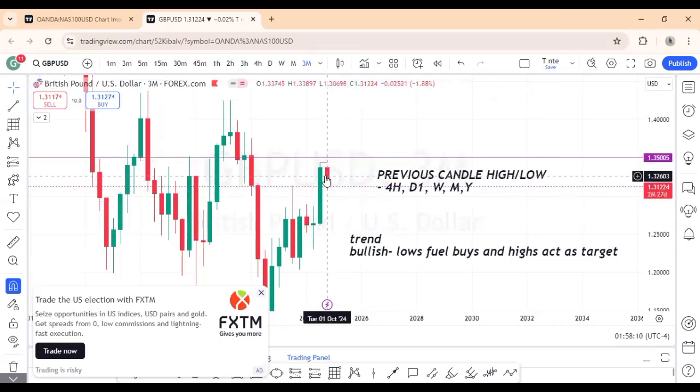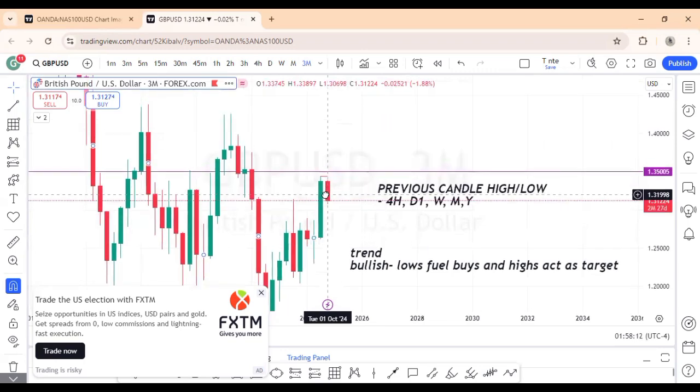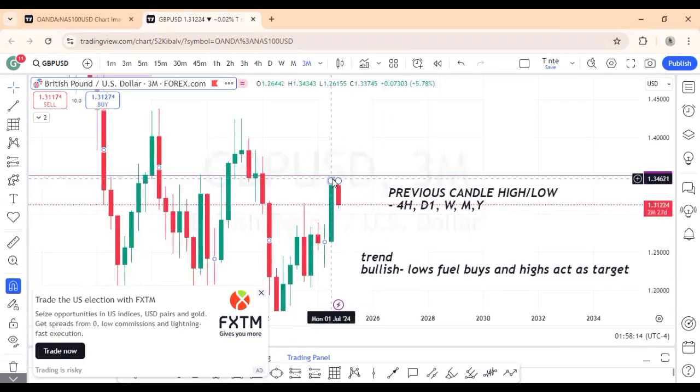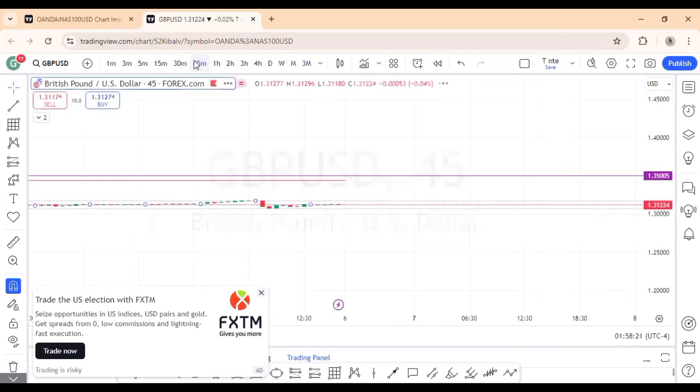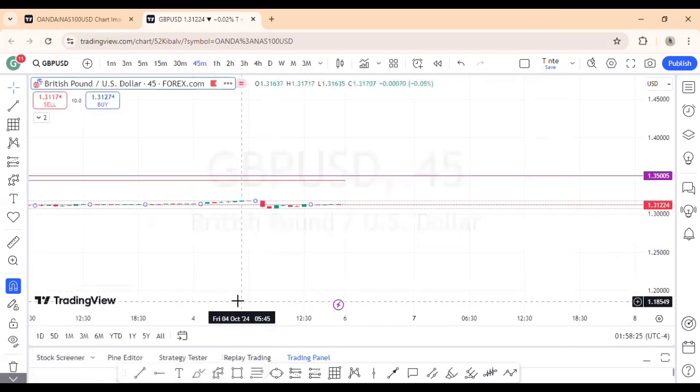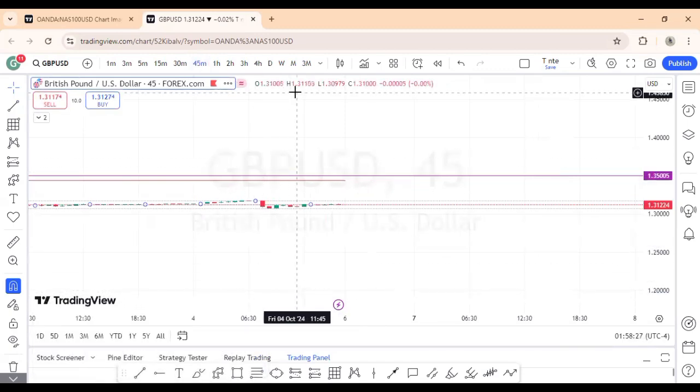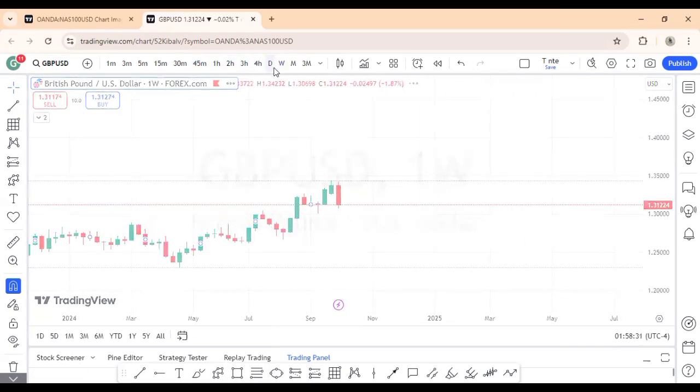So for now, I see that GU can still push above this 3 months high. It's a very good possibility. So that is basically what I mean. This is where I'll be wrapping up for today. It's a very simple topic. If you understand the concept of candle liquidity, you're going to make really good trades.